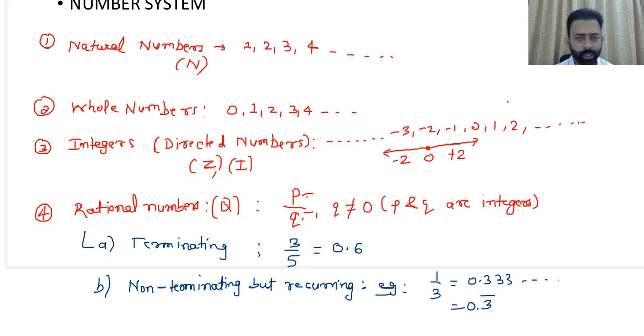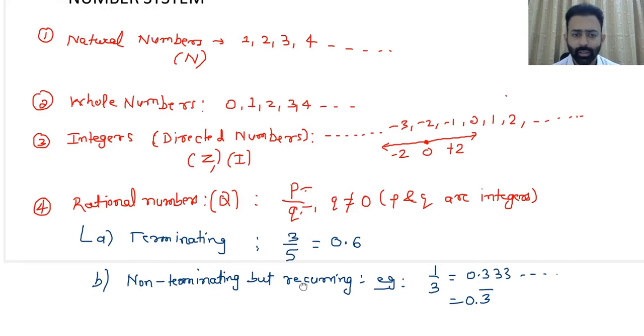Similarly, 2 by 3 is another non-terminating number, right? 4 by 6 is also such a number. 5 by 6 is again a non-terminating rational number, right?